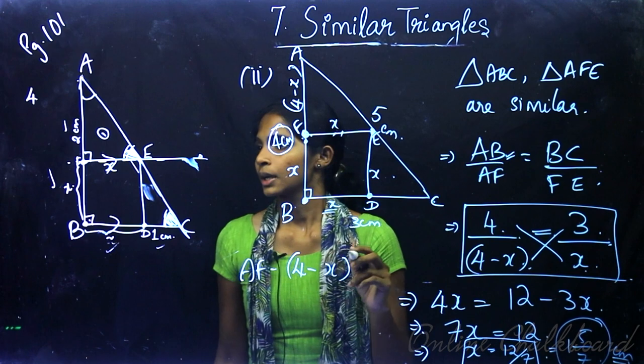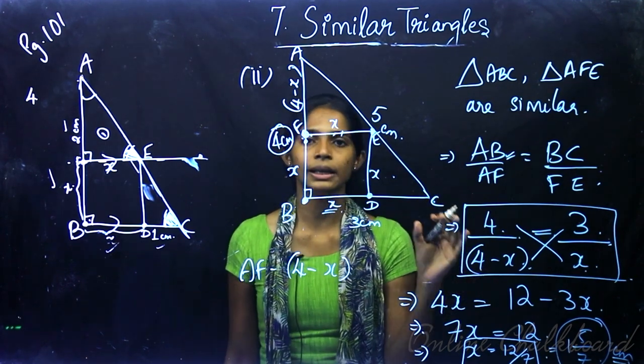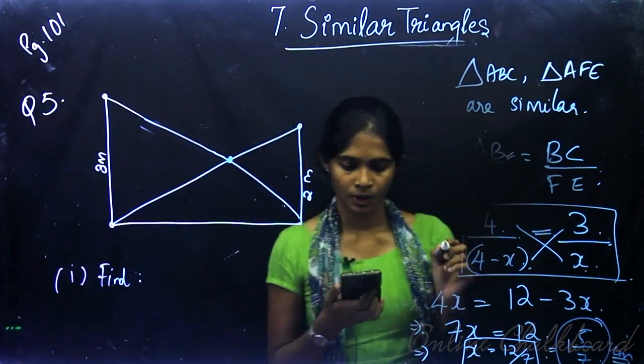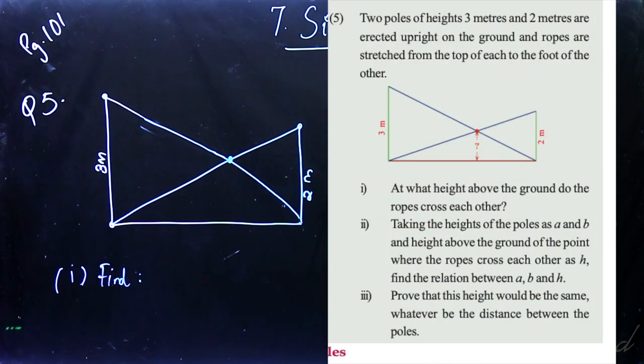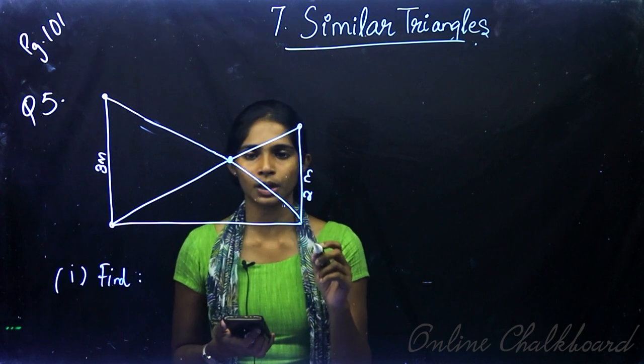Okay. P question ningalku clear aayengil, let us move to question number 5. Question number 5. Two poles of height 3 meters and 2 meters are erected upright on the ground and ropes are stretched from the top of each to the foot of the other. So the first part is, at what height above the ground do the ropes cross each other? Okay, now we have a figure in the question.